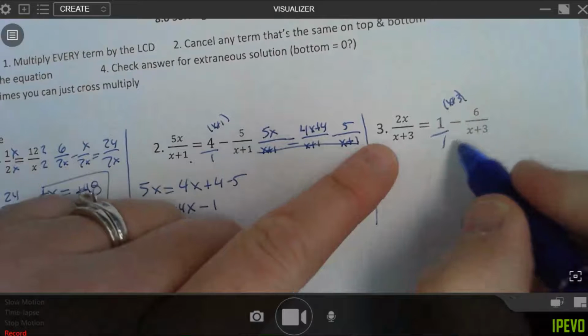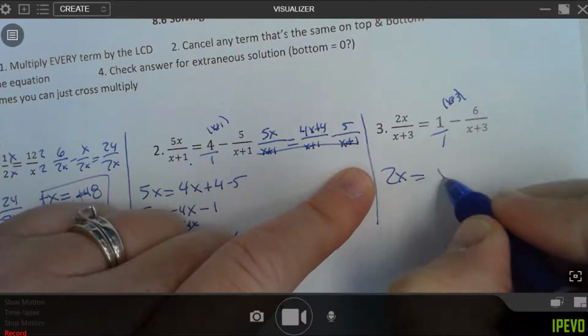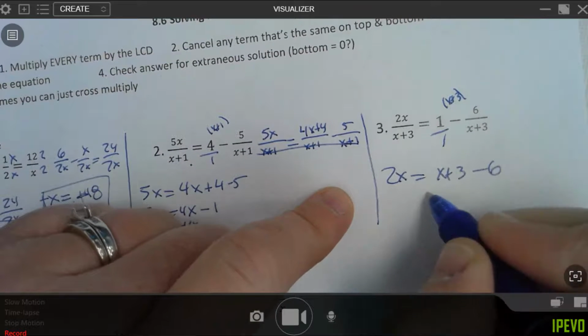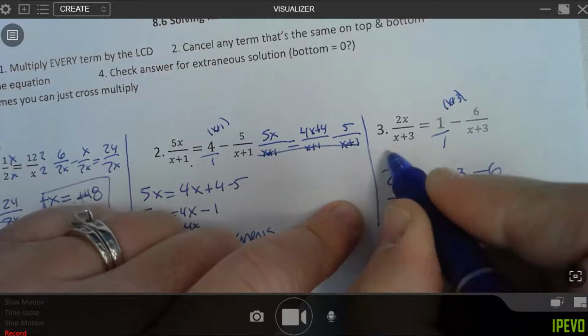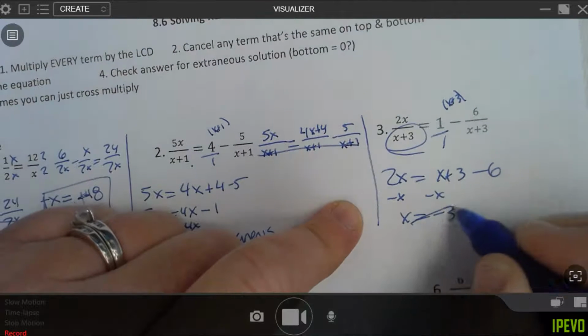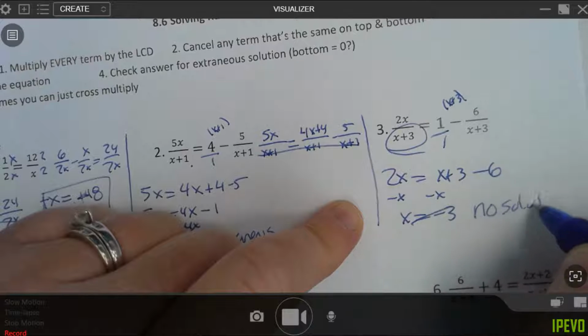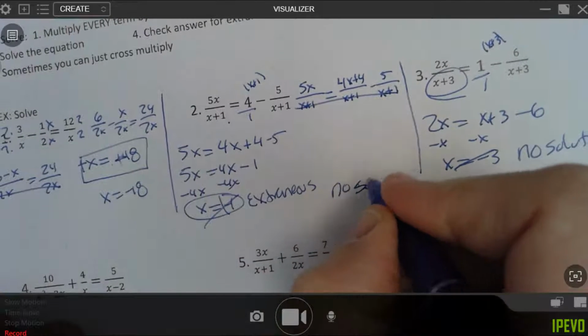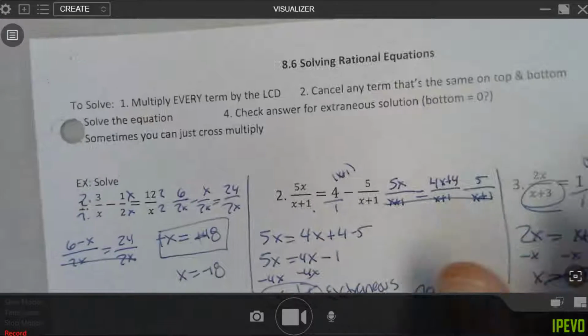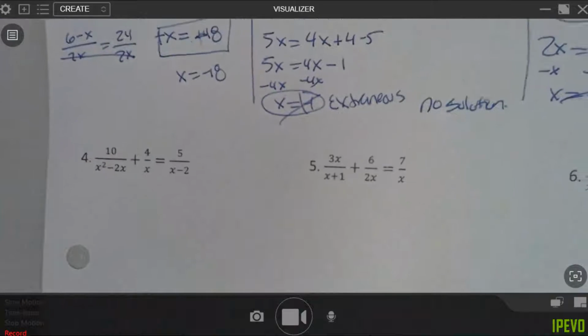So I'm going to multiply this by x plus 3 and cancel it out. You guys should have gotten this step. That gives me negative 3. Negative 3 makes the bottom equal 0, so you'd say no solution. I should have written that over here too, that this is no solution because it canceled out. All right, on to number 4 here.